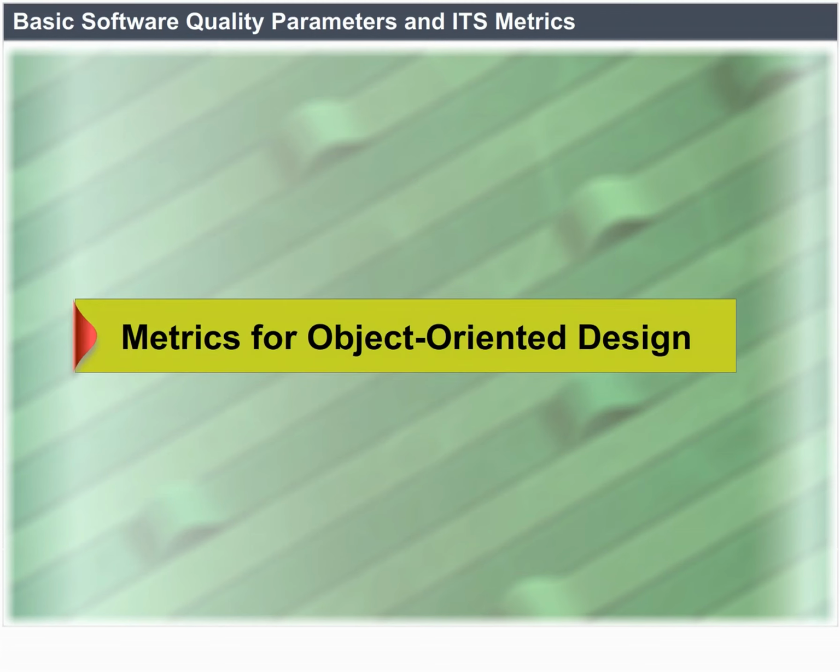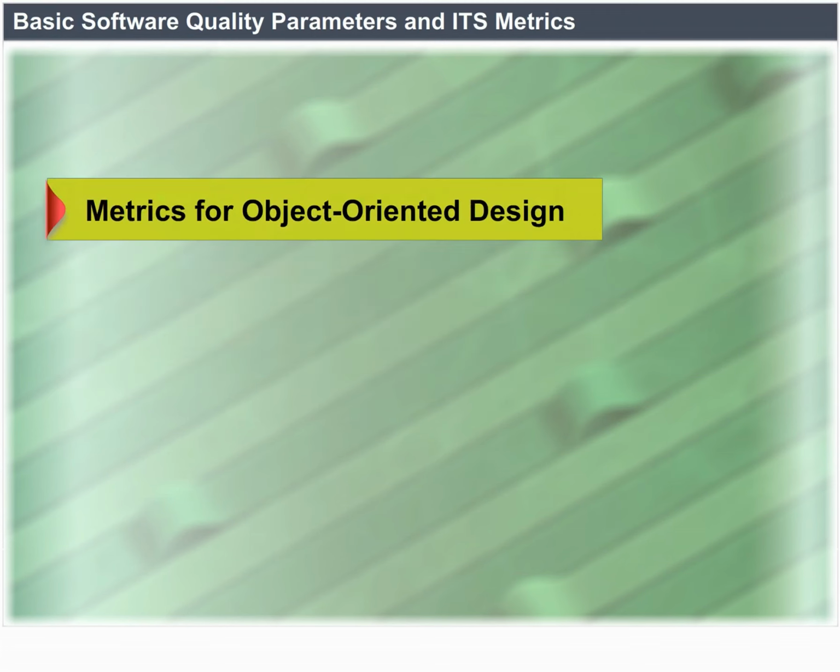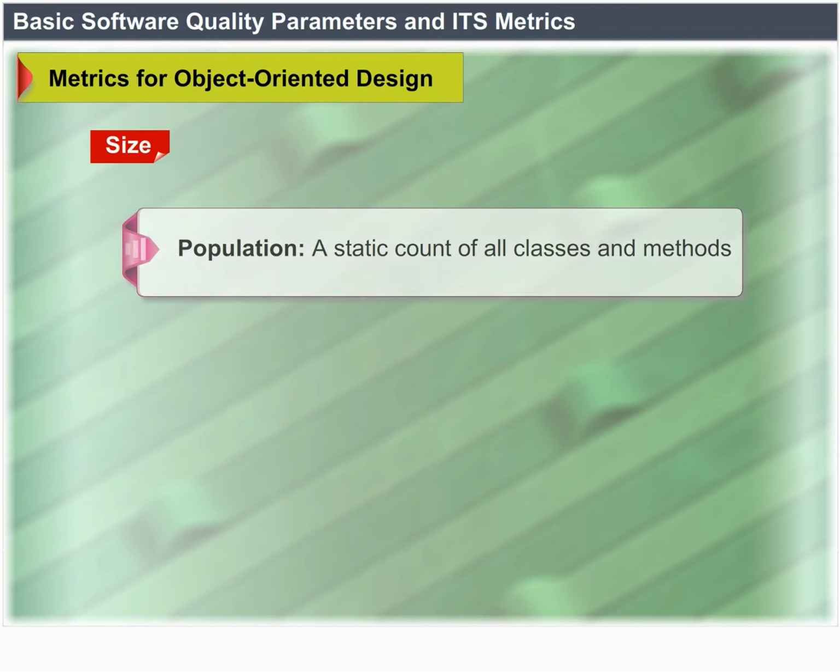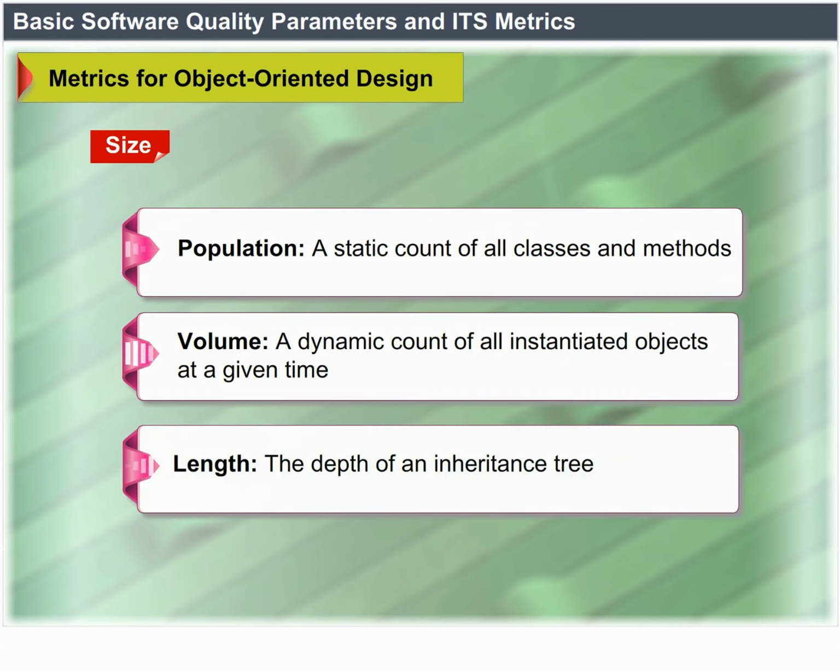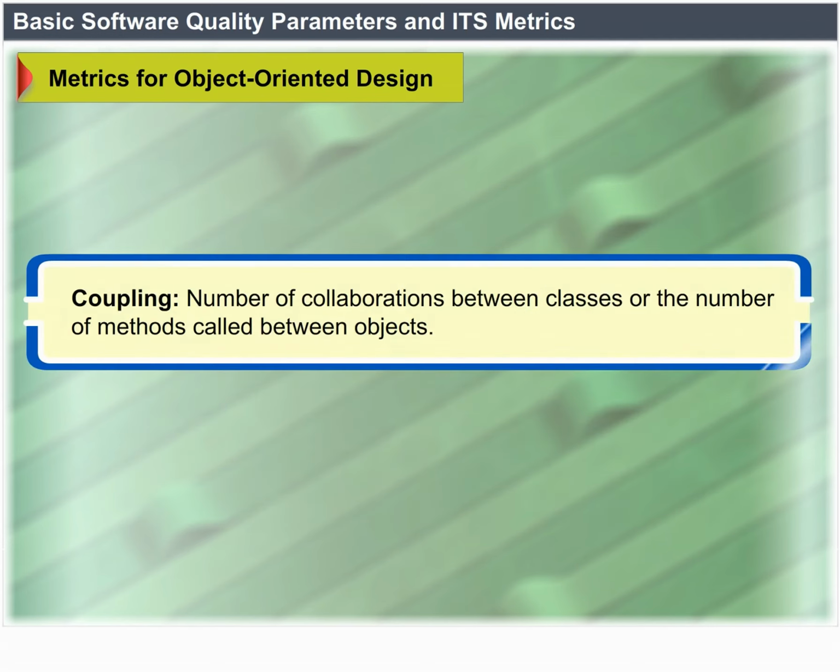Metrics for object-oriented design. Size, population, a static count of all classes and methods. Volume, a dynamic count of all instantiated objects at a given time. Length, the depth of an inheritance tree. Coupling, number of collaborations between classes or the number of methods called between objects.